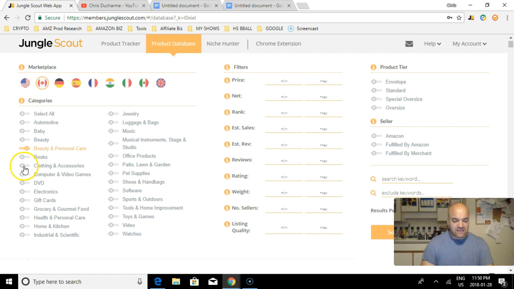Clothing is open. We'll open that. Computer and video games is partially gated. There is some stuff you can and some stuff you can't sell. I'm going to open it. DVDs is gated. Actually, DVDs is not gated because you can sell used DVDs. You can sell a lot of DVDs on there, so it's not.